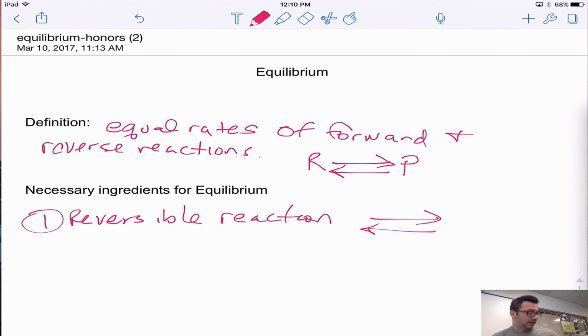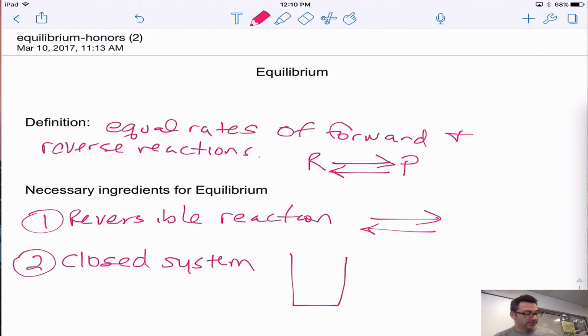Now, the other thing is we need a closed system. And a closed system is very easy to do. We just close it off, put a lid on it, put a cap on it. If we don't have a closed system, sometimes what is produced will leave. Like if I had a reaction going on here that is a liquid and it was forming a gas, if the container wasn't closed, the gas would never go back into a liquid. Instead, what it would do is it would just float away outside of the container, and we would have a situation that would never reach equilibrium.